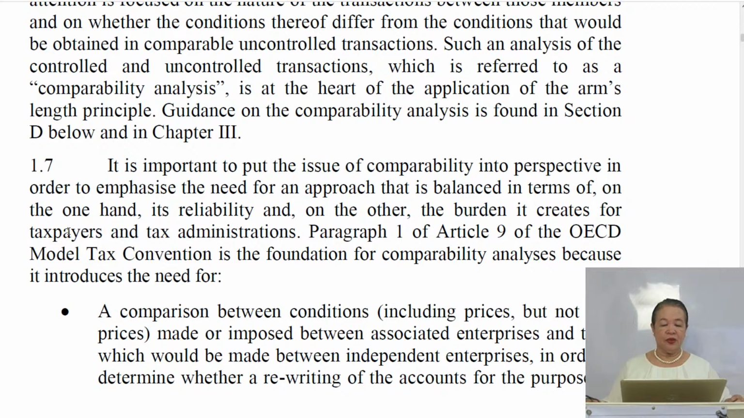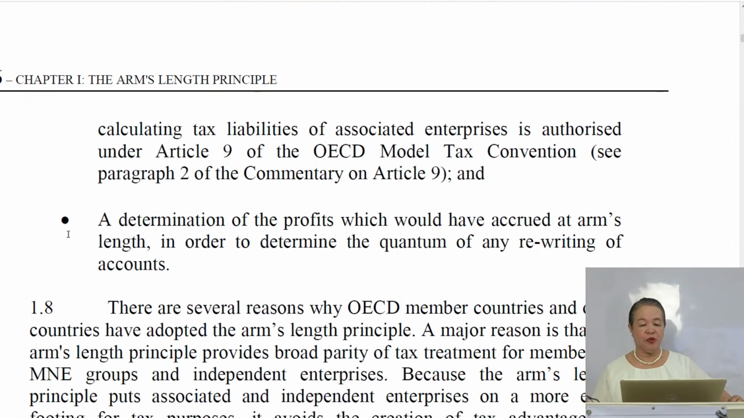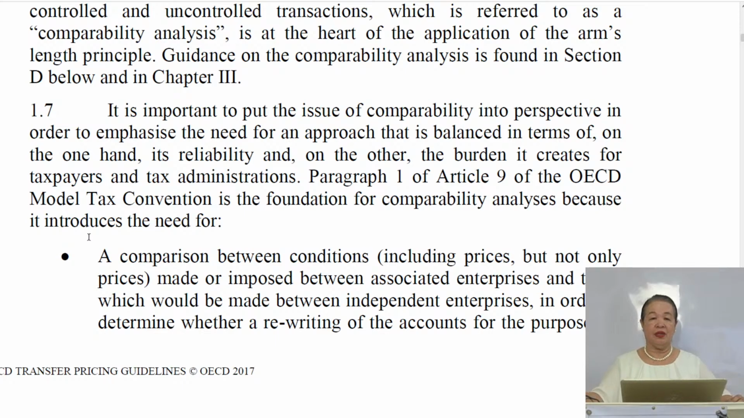Okay. So it is important to put the issue of comparability into perspective. Yes, because that is the essence of the study of transfer pricing. In order to emphasize the need for an approach that is balanced in terms of, on the one hand, its reliability, and on the other, the burden it creates for taxpayer and tax administrations.